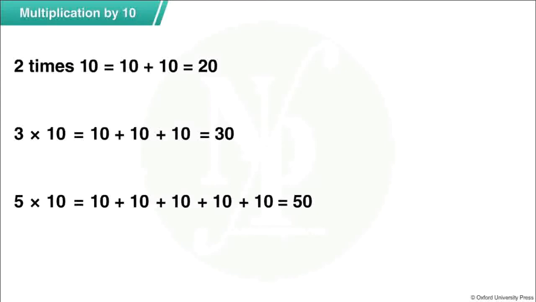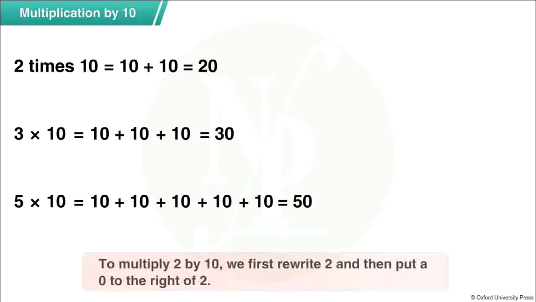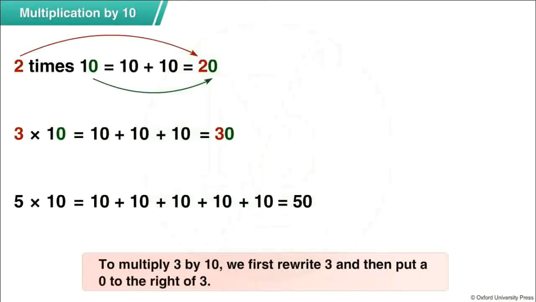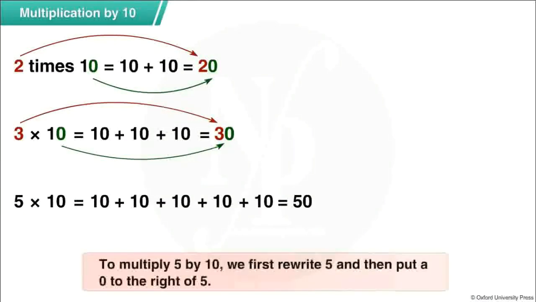Now let us see how we can quickly multiply a number by 10. For example, to multiply 2 by 10, we first rewrite 2 and then put a 0 to the right of 2. To multiply 3 by 10, we first rewrite 3 and then put a 0 to the right of 3. To multiply 5 by 10, we first rewrite 5 and then put a 0 to the right of 5.